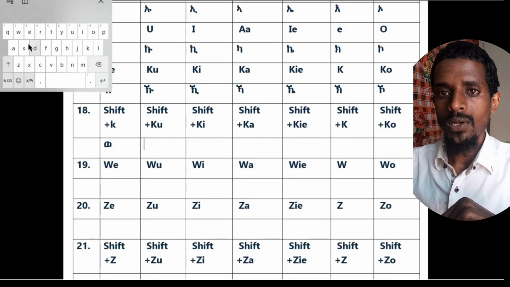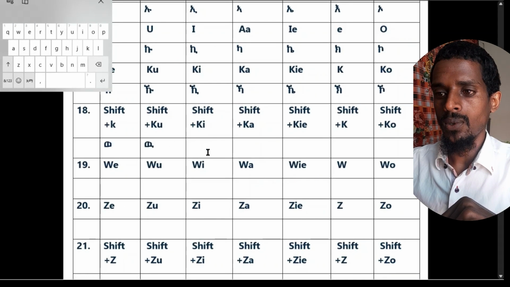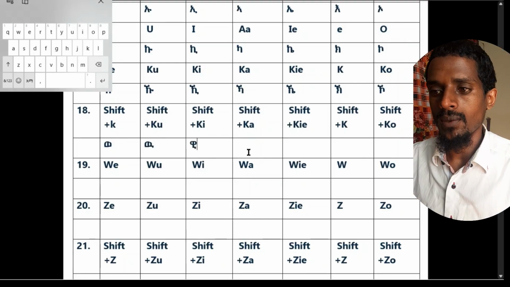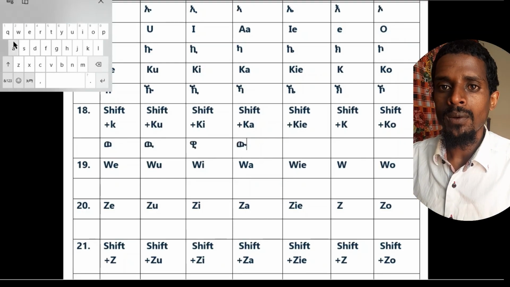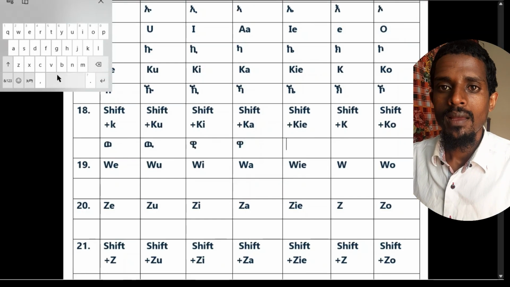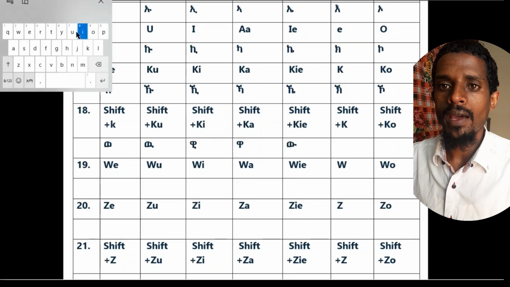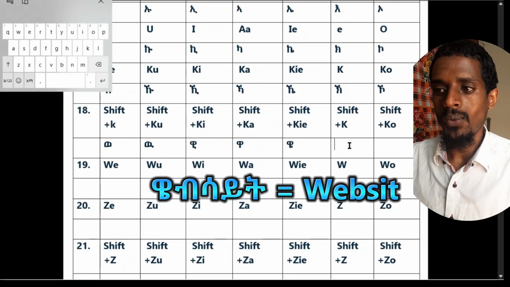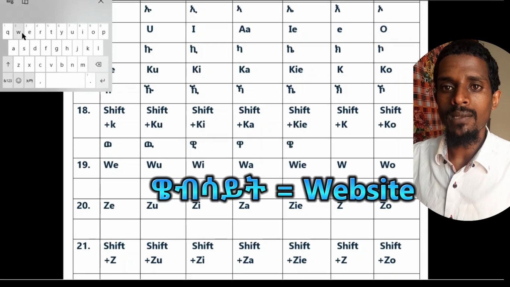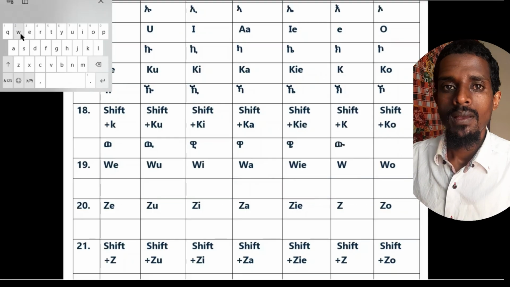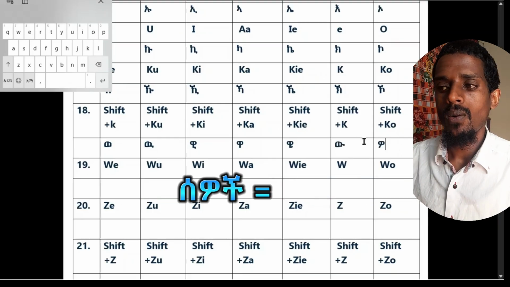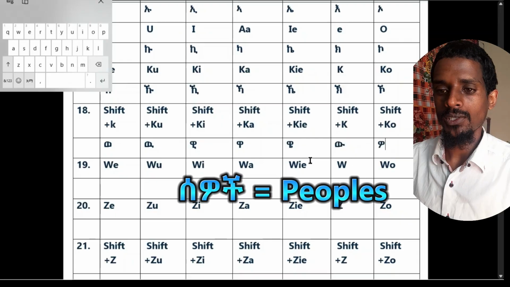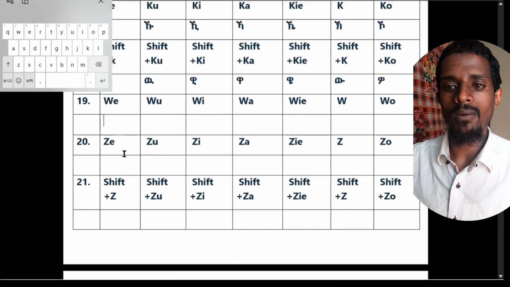We are on wa now. W-E, we. W-U, wu. W-I, wi. W-A, wa. W-I-E, we. Only W. W-O, wo.